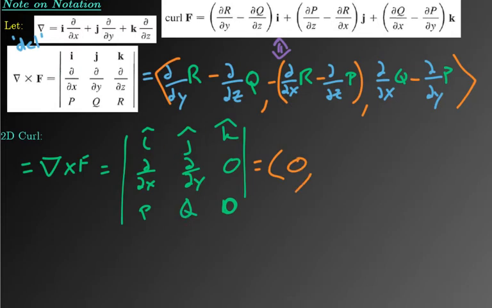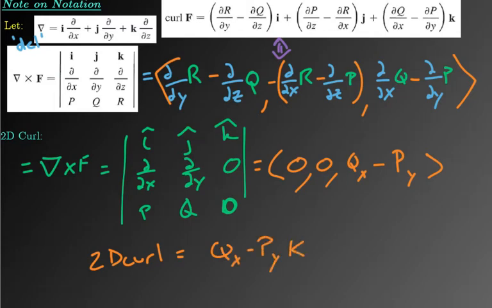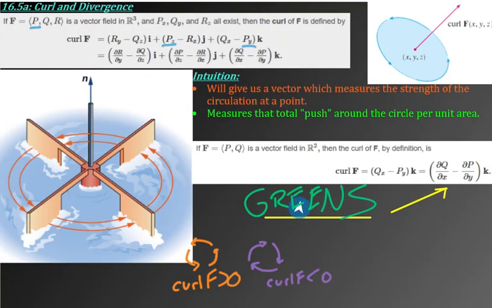Then you're going to blank these out. You get this times this, nothing, minus nothing, right? So it's another 0. And then the last one, you're going to get partial of q with respect to x, right? So q_x minus partial of p with respect to y. And so you can see that 2D curl is actually just the same thing as q_x minus p_y in the k component, right? And that's what Green's is. Green's is two-dimensional curl.